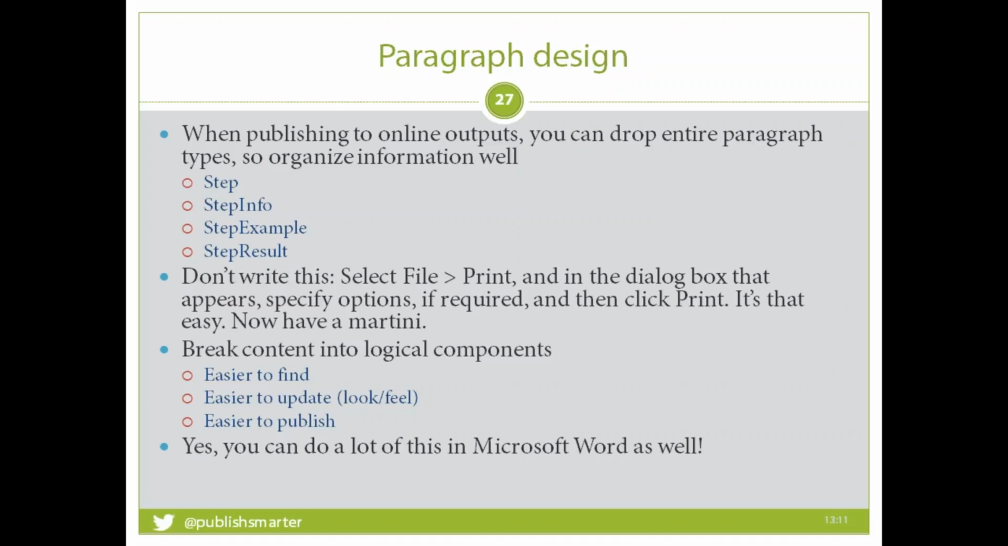Now if you write that long statement, everything is in one place. If you can break it into smaller pieces and you say select file, print, that's an explicit step. Maybe you add some information that says in the dialog specify options. That could be step information. The next step, the second step, is click print. Now you could have some sort of a result or a postrequisite that says now have a martini, but maybe you're creating content and giving it to different audiences and you don't need to show them all of the details. Maybe they just want to see 1, 2, select file, print, click print. That's it. That's everything. Great.